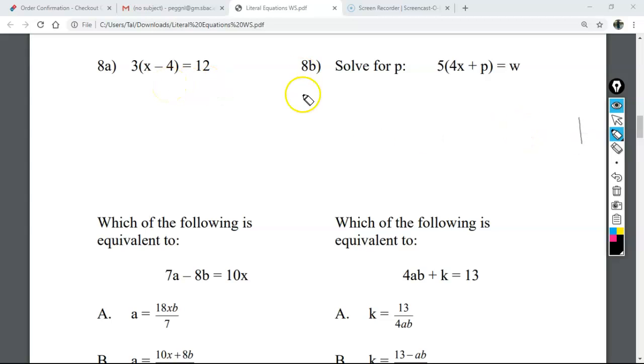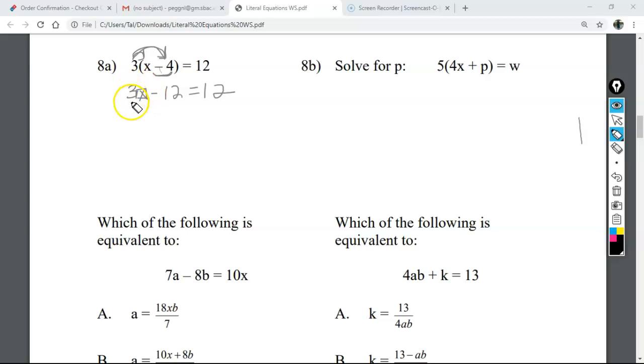All right. So number 8, the first thing I notice is that I have to do distributive property first. So I have this 3 times x and this 3 times -4. Remember, the sign is always in front of the number. So 3 times x is 3x, and 3 times -4 is -12 because they're different signs. So I have 3x minus 12 equals 12. So I want to box the variable and see what needs to go.